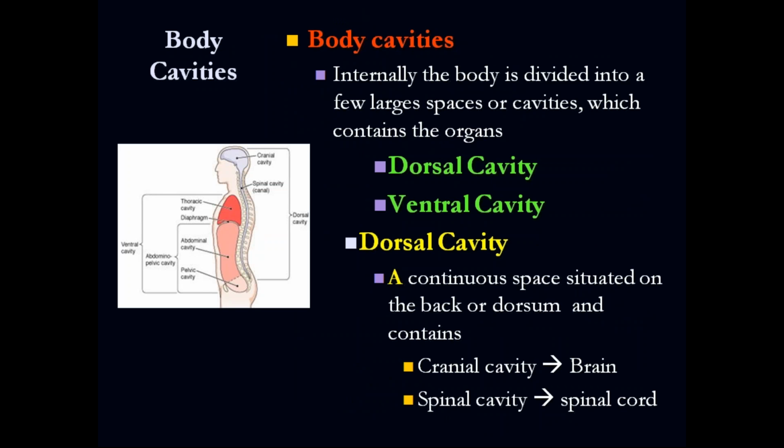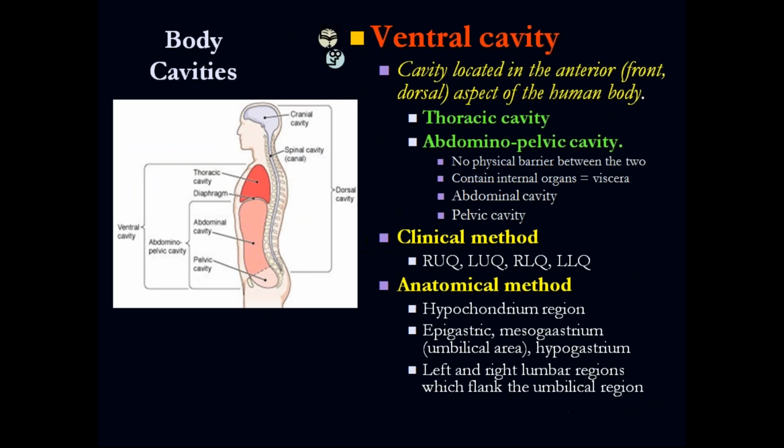The body cavities are something that is basic at this level. So you need to remember the dorsal and the ventral. Dorsal, don't get confused: dorsal is posterior and ventral is anterior. The ventral is divided into the thorax and the abdominopelvic cavity. So please, it's not just abdomen. It's divided into the thoracic cavity and the abdominopelvic cavity together, because the abdomen and the pelvis do not have a division as, for example, the thorax has the diaphragm dividing it, but here we don't have that.